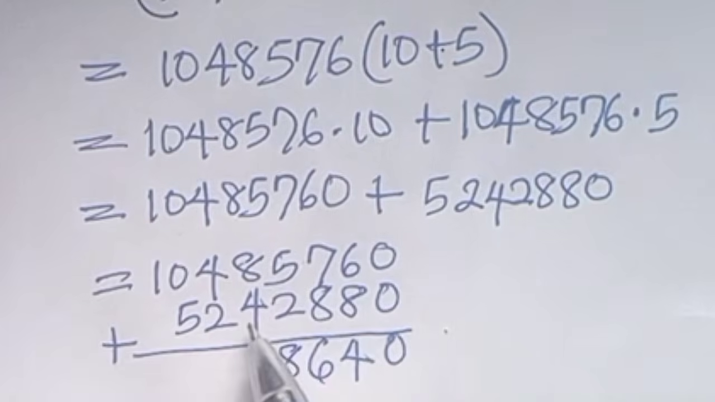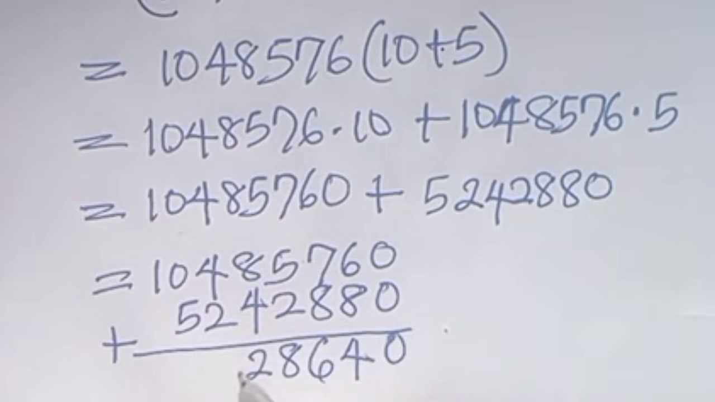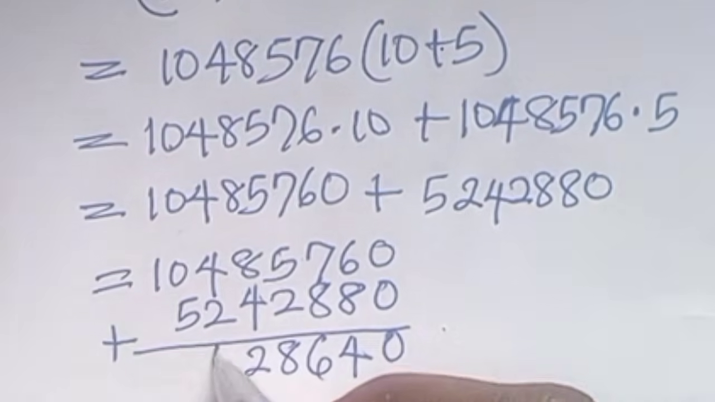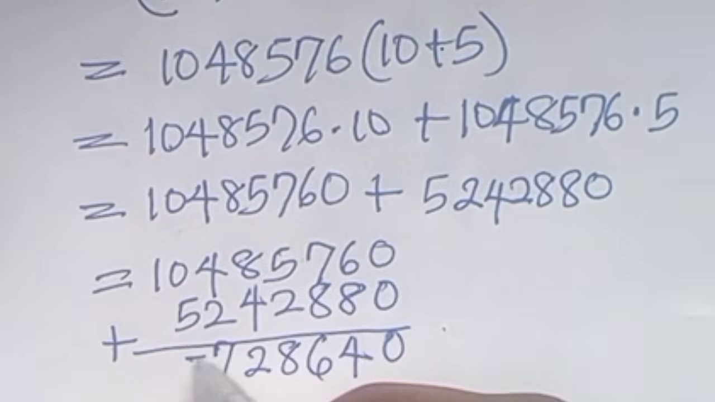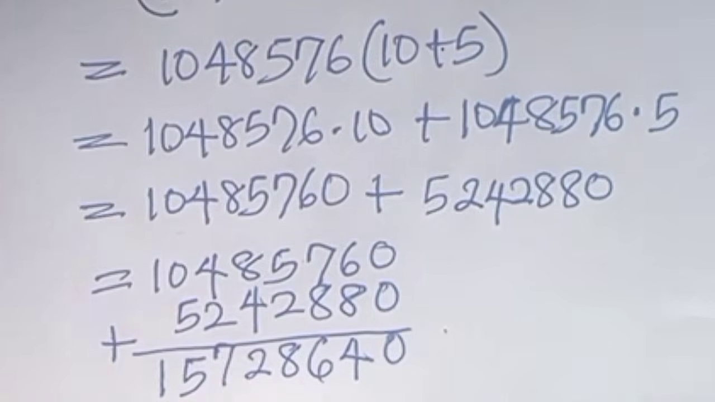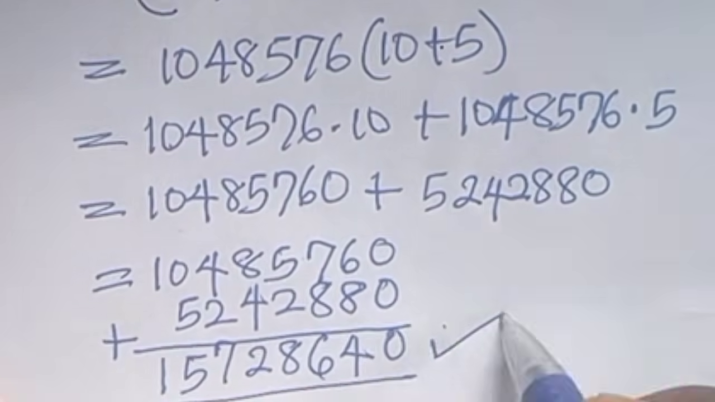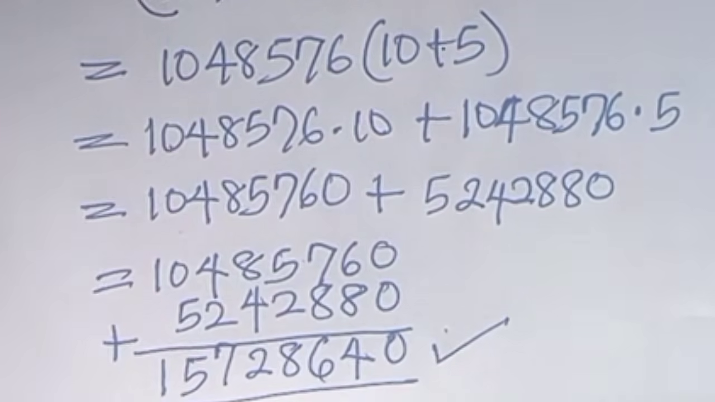And 8 plus 4, that is 12. If you put down 2, carry 1. 4 plus 2, that is 6, plus 1, 7. And 0 plus 5, that is 5. And you bring down the 1. And this is our final answer.